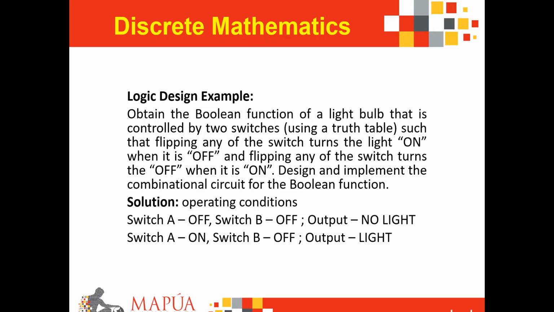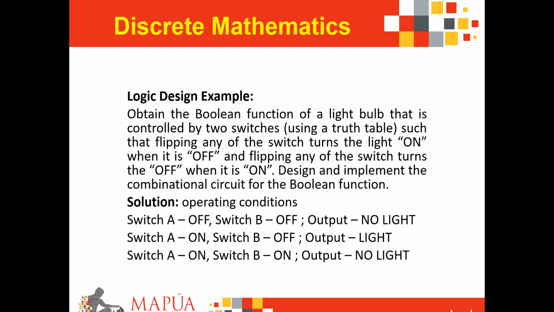So if I flip switch A on while switch B is still off, I expect there should be light. And as based on the given condition, if I flip any of these switches again, it turns the light off since the light is now currently on. So if I flip switch B this time to the on position, I expect that there should be no light.